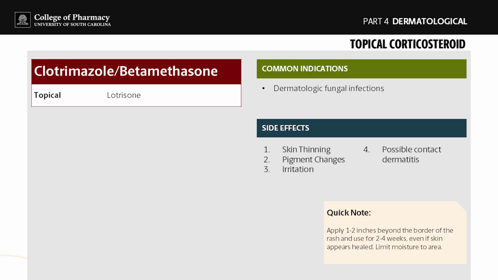Very important. A lot of times, think about this for a minute. Why would we use this for athlete's foot? Fungal infections of the foot cause a lot of extreme itching and redness and irritation. And so that's why they've combined the antifungal with the topical corticosteroid. So just note, that's a cool fun fact.